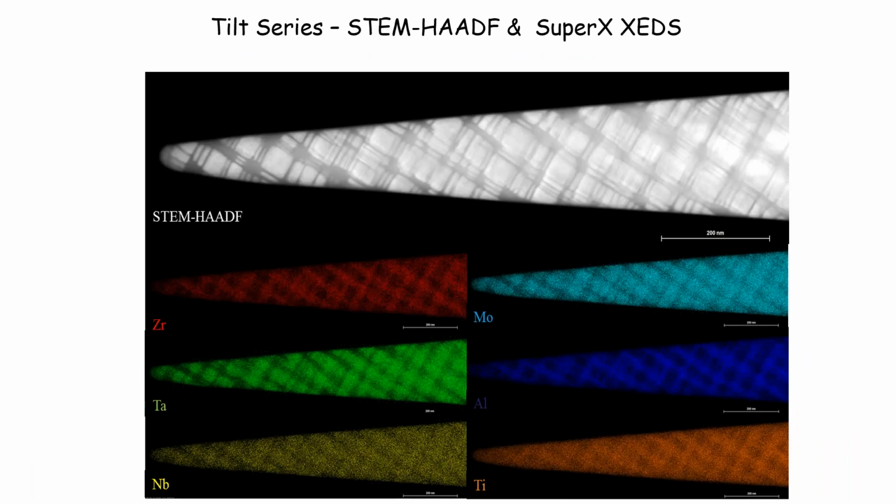This is the final result from the tomography. The EDS analysis, the X-ray, was captured, and this is the segregation that you would otherwise normally see in a 2D image. Now we have a three-dimensional mapping of the elemental segregation. Next slide.